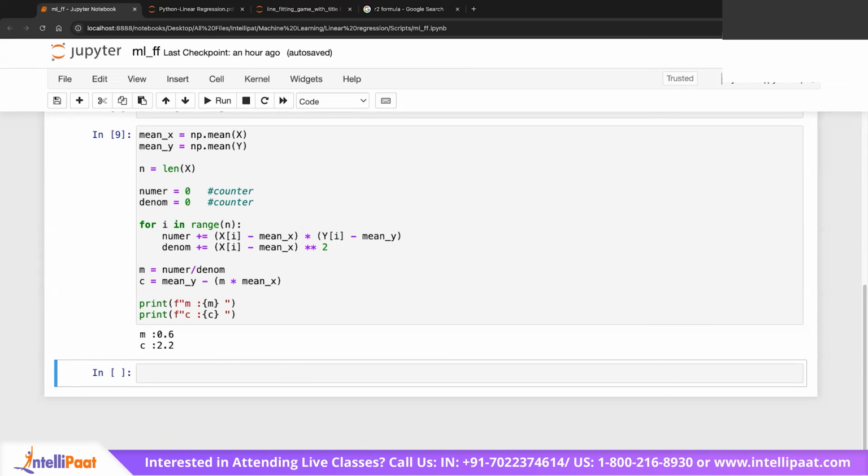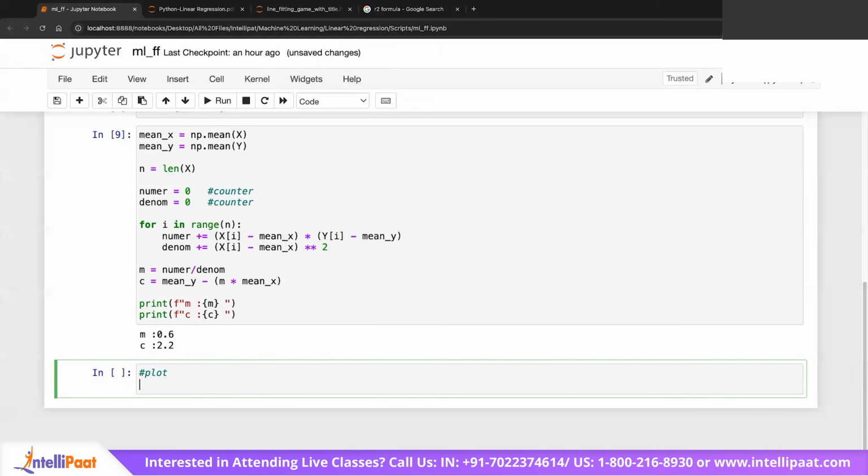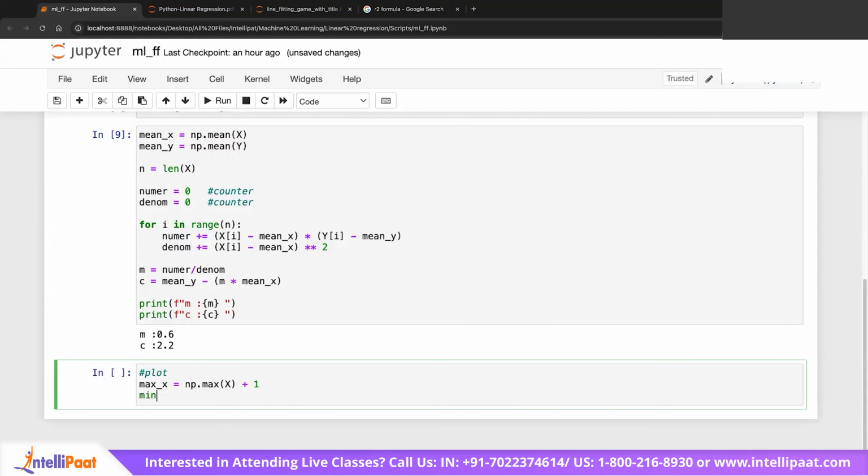Now we make plots. So now I'm going to do some plotting. Why plotting? Because we just calculated y is equal to mx plus c. Yes or no? We have the value of m and c. We just need to put the value of x. So if I say max_x equals, try to understand the code I'm writing, okay? np.max of x plus 1, and np.min of x. Because it is the min value, I'm going to take minus 1.